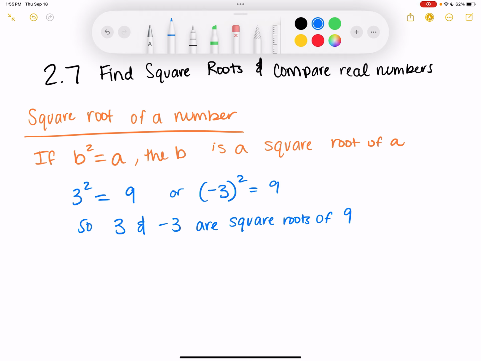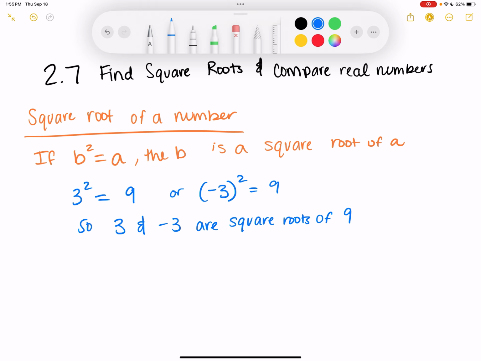Is that why negative numbers can't have a square root? Sort of. Nothing squared is equal to a negative number. A negative number is the same thing as a positive number when it comes to square roots. Sort of.